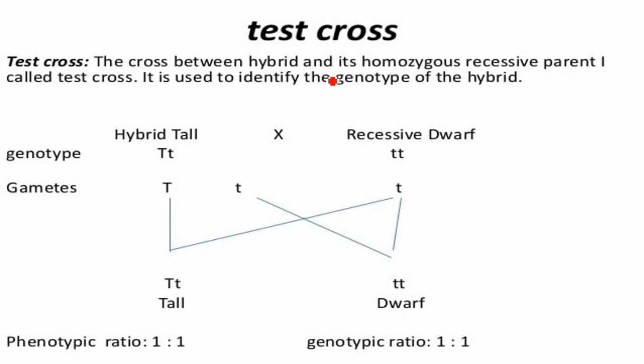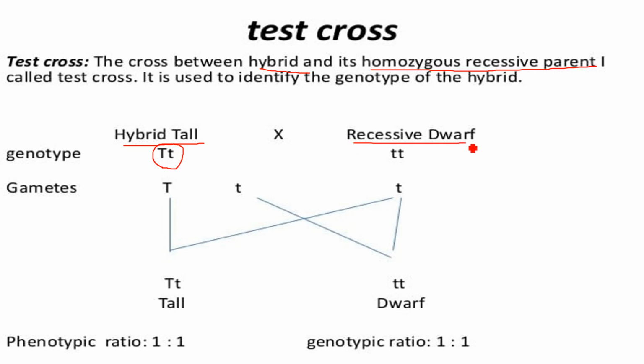The cross between the hybrid and its homozygous recessive parent is called the test cross. It is used to identify the genotype of the hybrid. Now here we are taking the example of a hybrid tall plant. The hybrid tall plant genotype is capital T and small t, because these are hybrid. The homozygous tall plant has the genotype capital T, capital T.